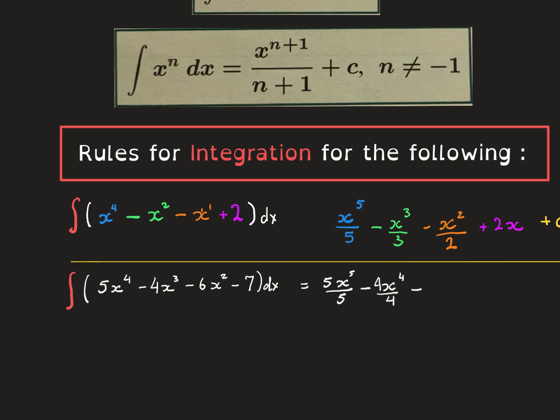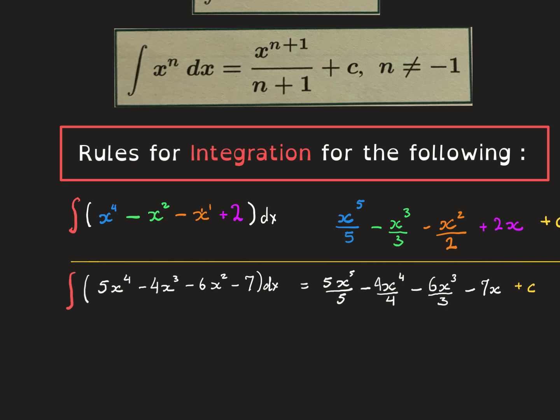And the third term, we've got x squared, so that becomes x cubed. There is a 6 in front of it, a constant, and we're going to divide it by 3. And lastly, we have just a constant 7, so that 7 is going to be multiplied by the x. And the very last thing we need to do is to add the constant c.